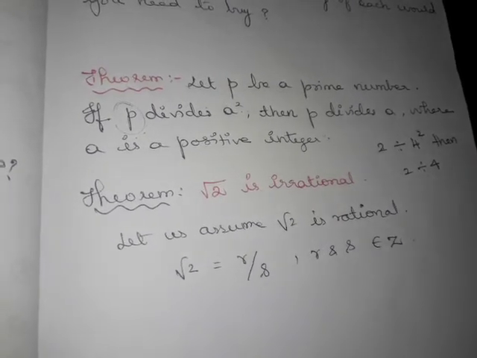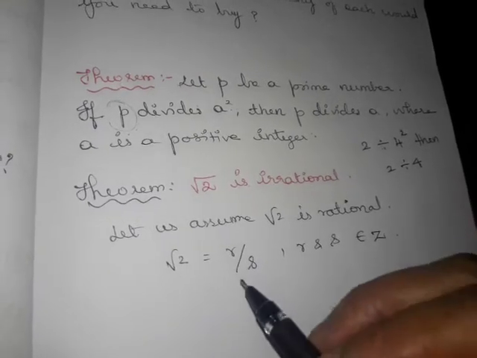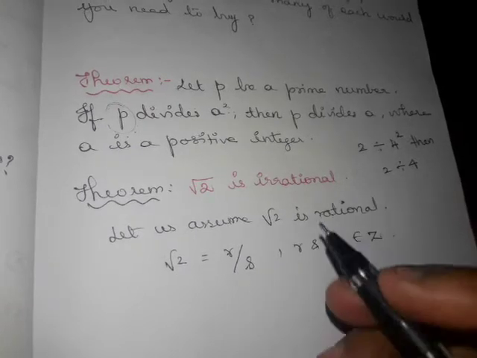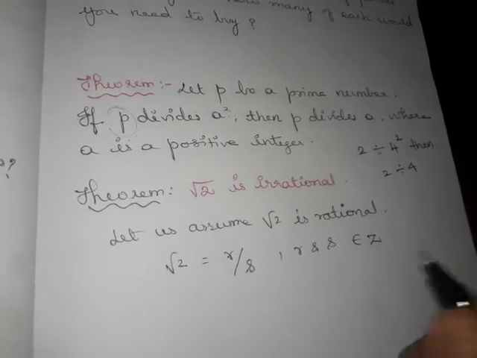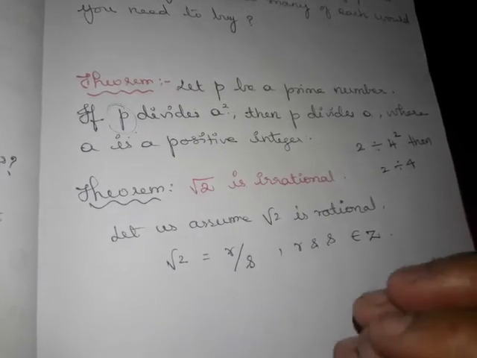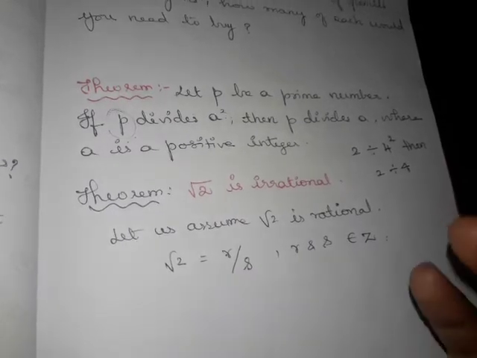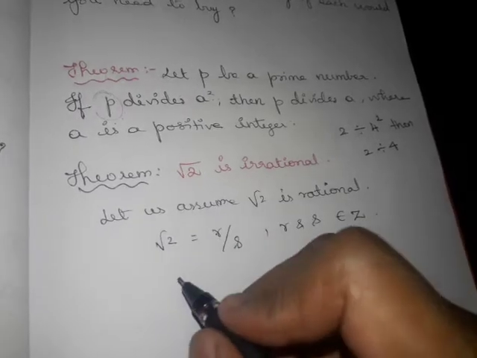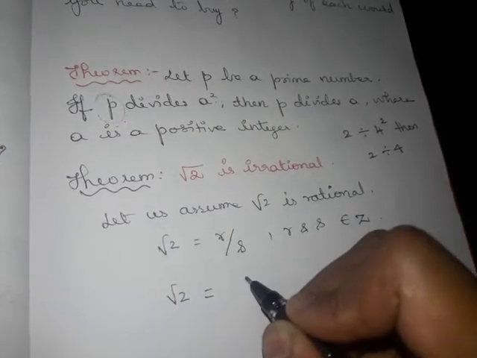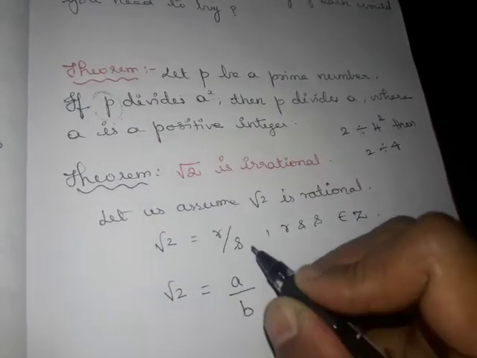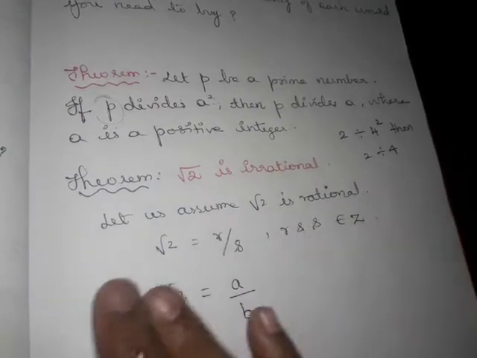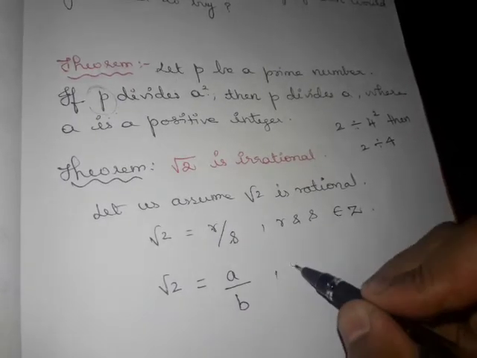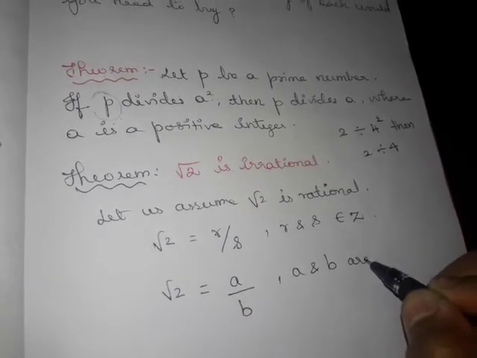So what are we going to do? The next step is, there can be two cases. R and S can have a common factor, or R and S cannot have a common factor. If they don't have a common factor, well and good. If at all they have a common factor, we are going to divide by the common factor and reduce it further. We are going to make it the simplest form, A by B, so that A and B are co-prime.